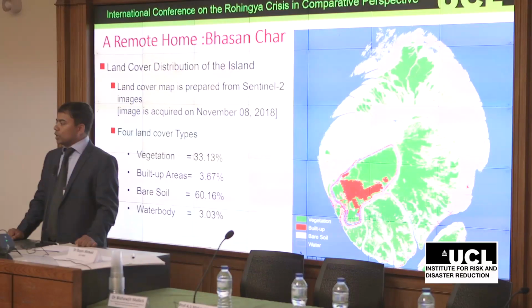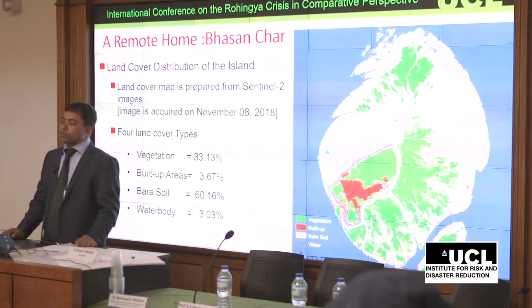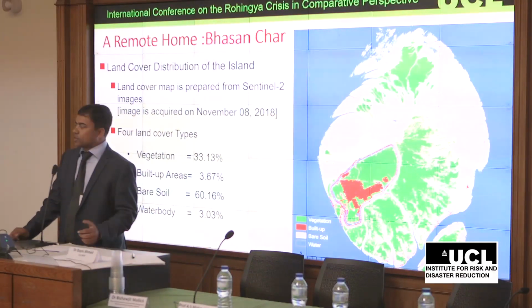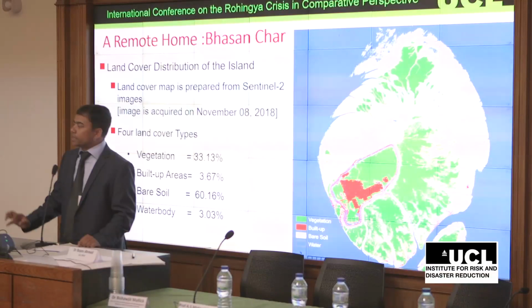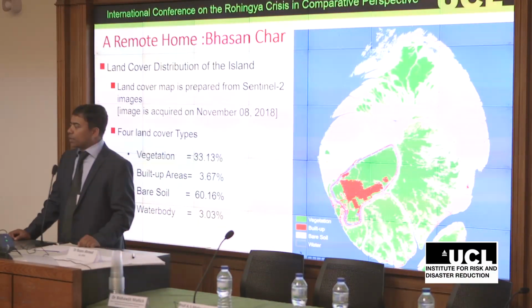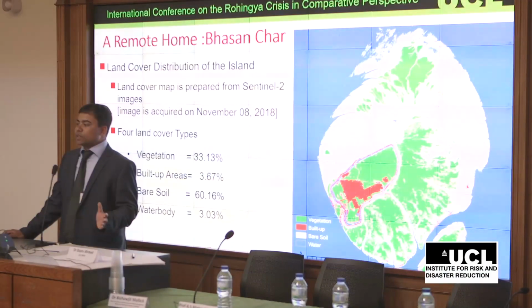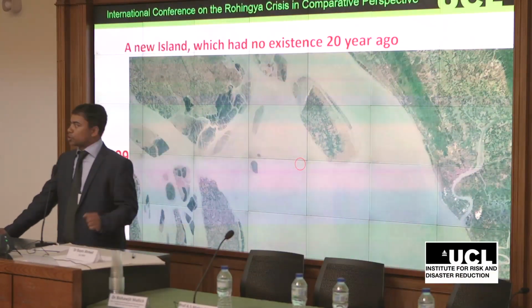of this island. You can see that only one third of the island is vegetated, and 60% of the area is still bare soil, so no vegetation has grown there yet. There is also some tidal channel, mostly. We should not call it a river. It's 3%, and the built-up area, 3%, is the recently developed camp. So there was no built-up area before. I'm going to show that.